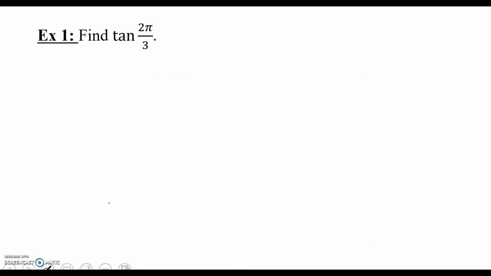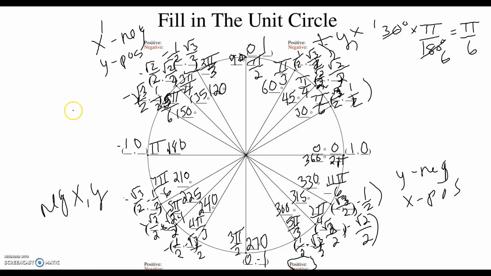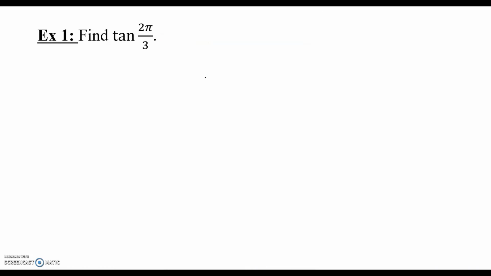Example 1, we want to find the tangent of 2 pi over 3. So first of all, we want to go to 2 pi over 3 on our unit circle. 2 pi over 3 is up here. That's 120 degrees, and it goes with the coordinates negative 1/2, square root of 3 over 2, okay? So negative 1/2, square root of 3 over 2.